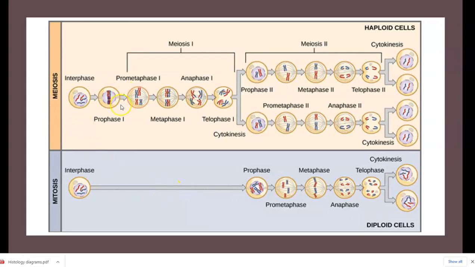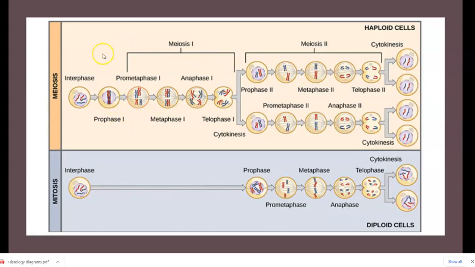So we're going to talk about meiosis up here. Remember, I said meiosis occurs in two big phases. You have meiosis 1 and meiosis 2. And I'm only going to do an overview of this right now. This is a basic overview of meiosis.